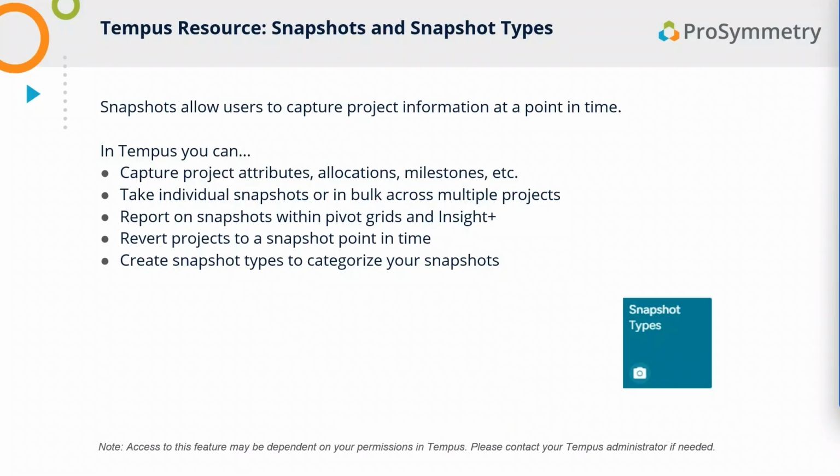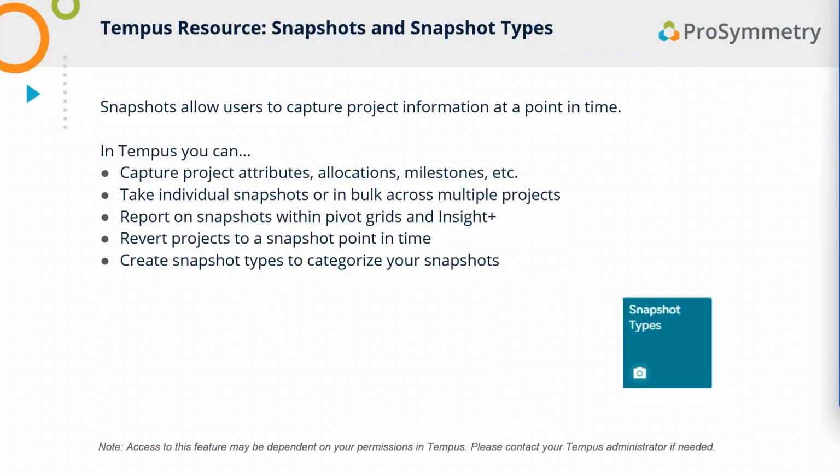In this video, I will be reviewing how to take snapshots and create snapshot types in Tempus Resource. Snapshots allow users to capture project information at a point in time. In Tempus, you can capture project attributes, allocations, milestones, etc., take individual snapshots or in bulk across multiple projects, report on snapshots within pivot grids and Insight Plus, revert projects to a snapshot point in time, and create snapshot types to categorize them. So let's take a look at how this works in Tempus.